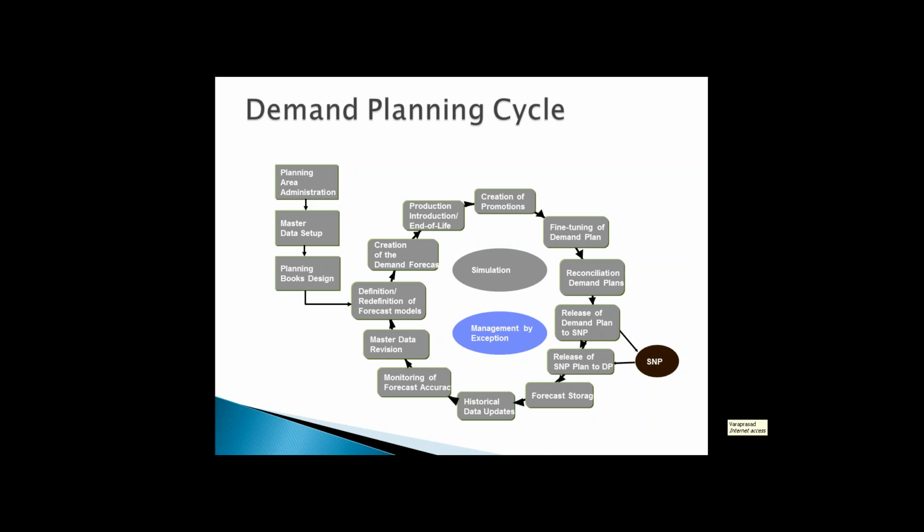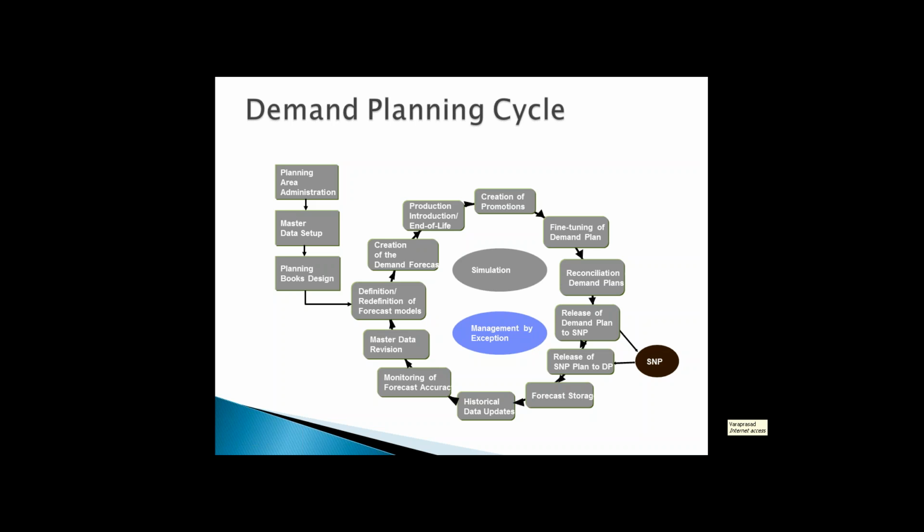Here I want to add one point. It is not necessary that all the modules like DP, SNP, PPDS, GATP are required in one implementation. As per the business requirement, you can choose or opt for one of the modules. Like maybe some organizations I have seen only have DP. They don't have SNP, PPDS, GATP. Some companies I have seen have only PPDS. Based on the requirement of the business, they will pick these modules. So if you have a DP and after that you have SNP in place in that organization, you will release the demand plan to SNP.